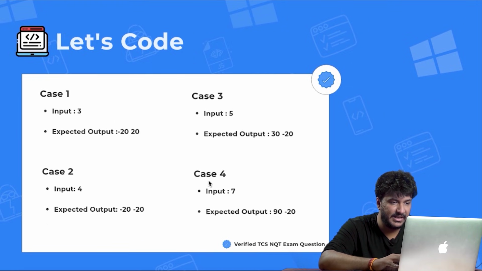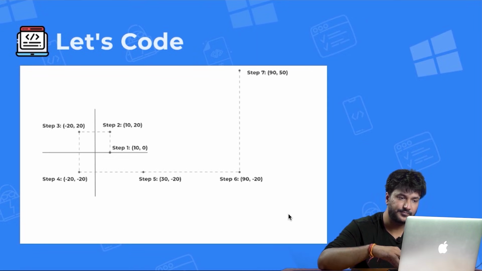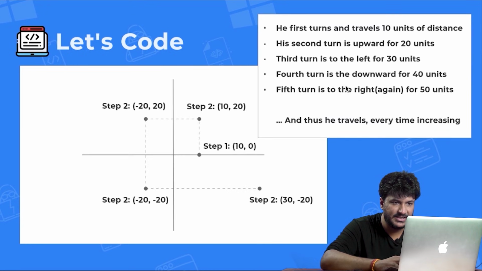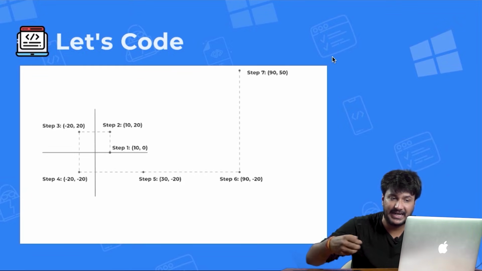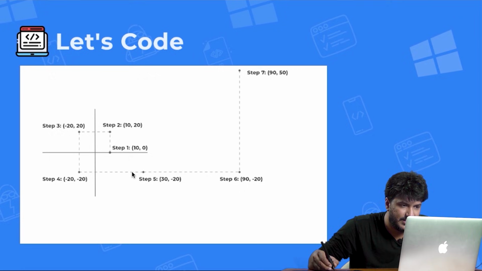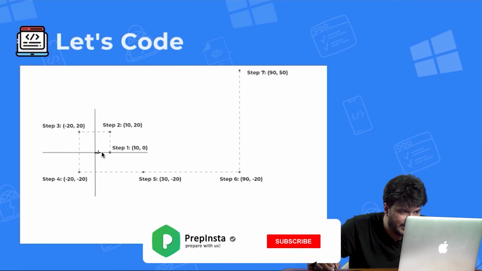Right. So even if input is 7, the output is 90, 20. So we'll see that. Okay. So again here, if you check, what is the step? He first turns and travels 10. So basically right turn and 10 distance. So this time it will be right turn, but distance would be 60. Right. So this is basically this step, right?